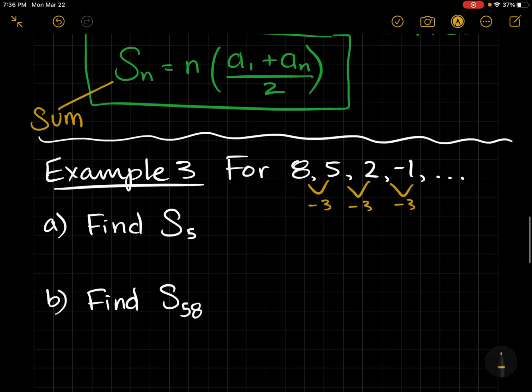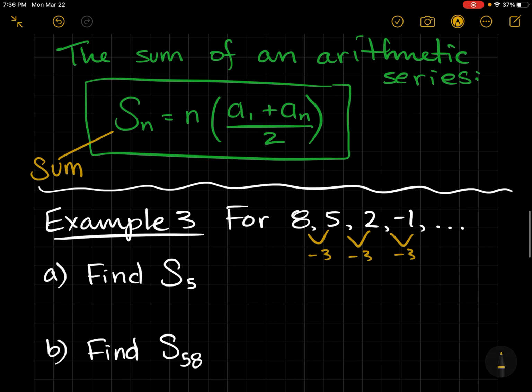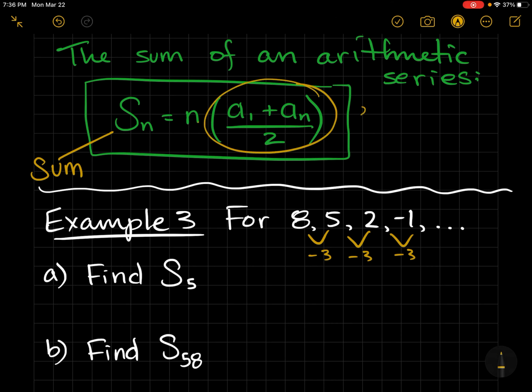Okay, so it is arithmetic, and we're going to use this new formula, which says the number of terms times the quantity of the first term and the last term divided by 2. And that's how you find the average. That's an average. And so we're just taking the average of the first and last times n. So the first thing says find S sub 5. This means the sum of the first 5 terms.